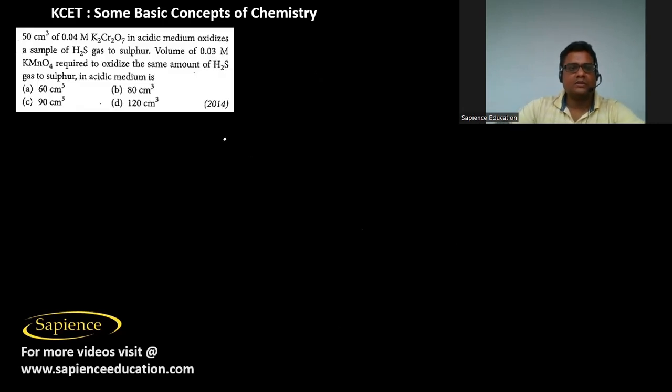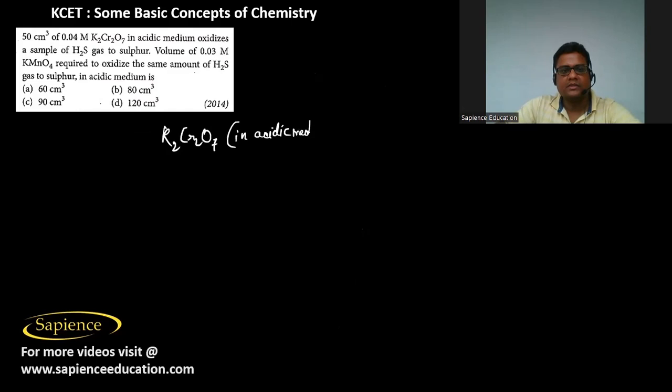Then here it is told that 50 centimeter cube of 0.04 molar K2Cr2O7 in acidic medium oxidizes a sample of H2S gas to sulfur.